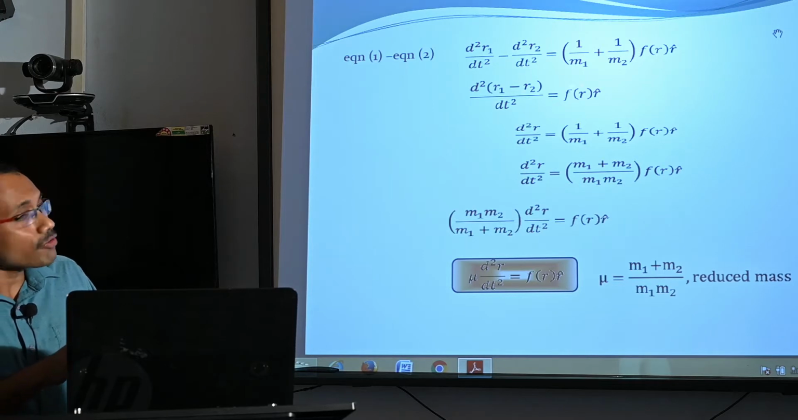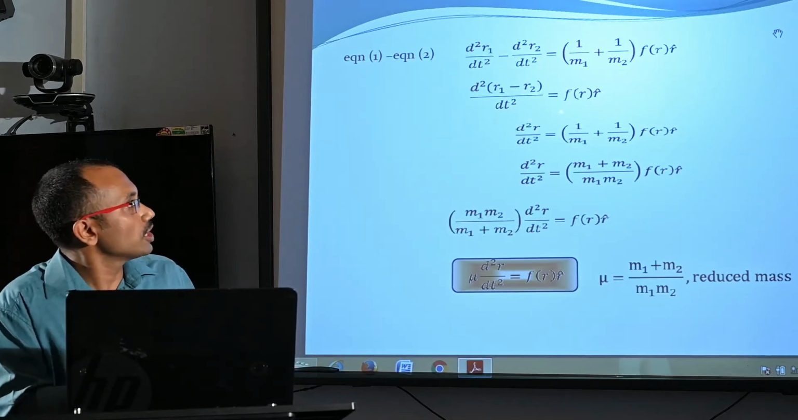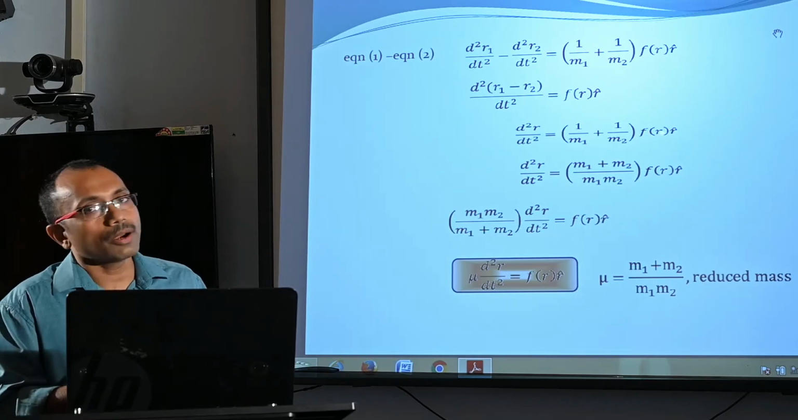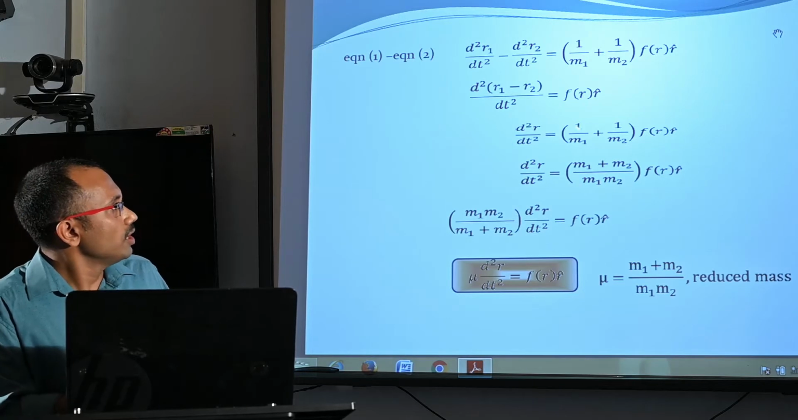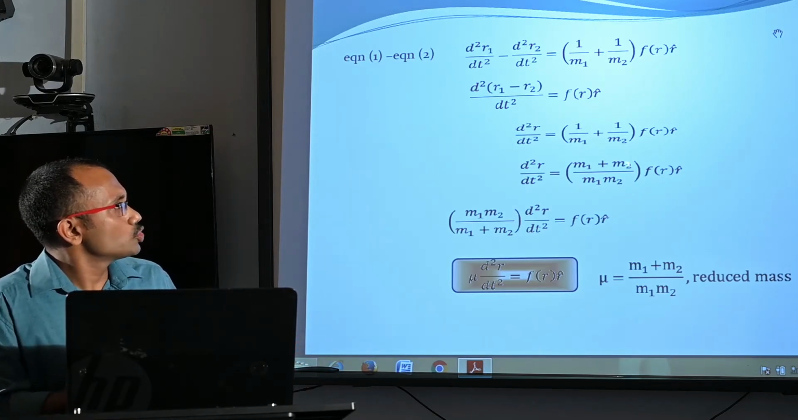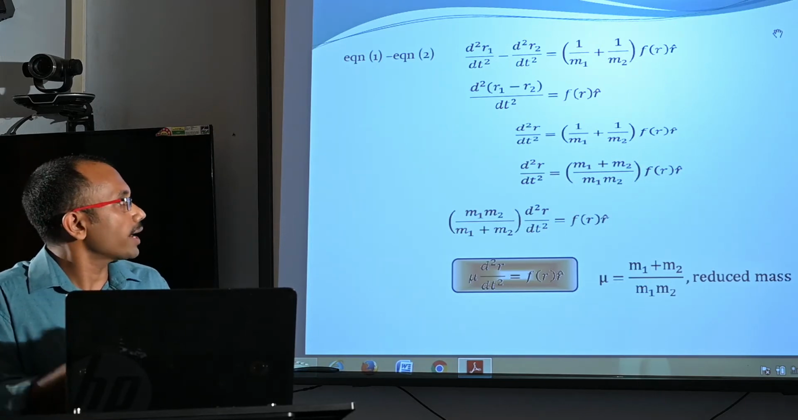But you know that r1 minus r2 is the distance between these two particles, so that is equal to r. So, d²r/dt² is equal to (1/m1 plus 1/m2) f(r) cap. Adding these two terms, m1 m2 is the LCM here, so we get (m1 plus m2) divided by m1 m2. So, d²r/dt² is equal to (m1 plus m2) divided by m1 m2, f(r) cap.